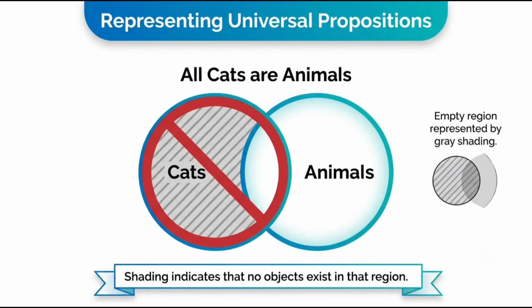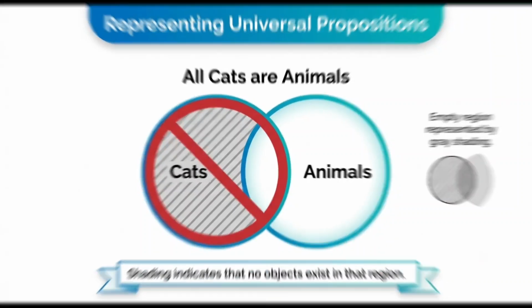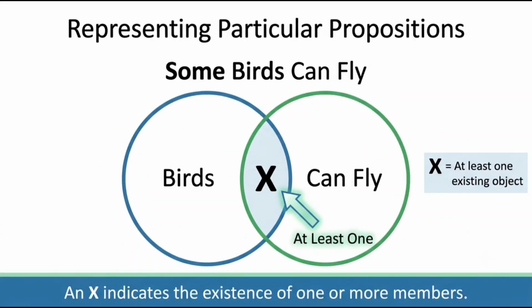A statement like all cats are animals is shown by shading the region where cat exists outside the animal set. This indicates that such a region is empty. A statement like some birds can fly is represented by placing an X in the overlapping region, showing that at least one object exists there.